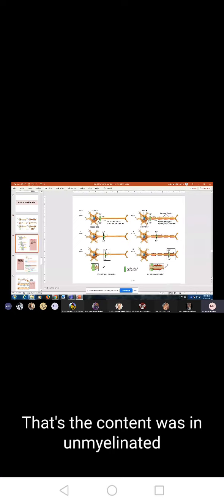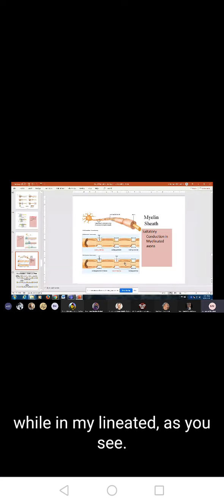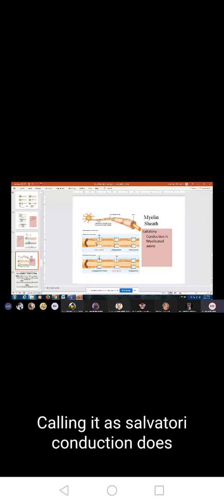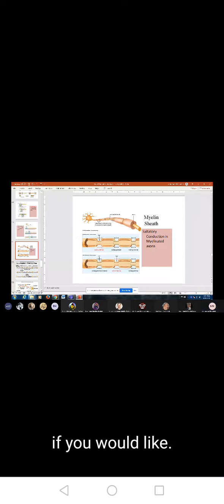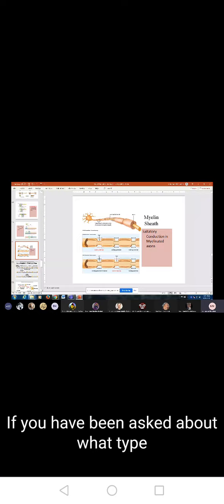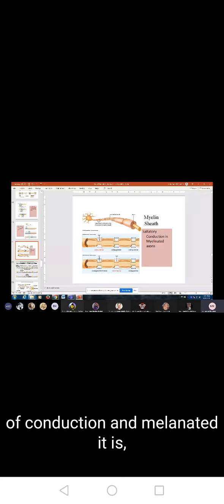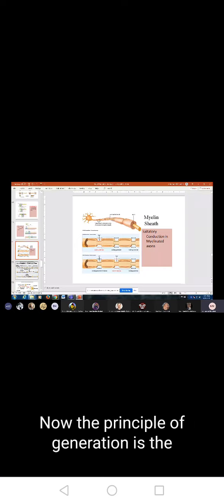That's the continuous conduction in unmyelinated axons, while in myelinated axons, as you see, we call it saltatory conduction. So if you are asked what type of conduction we have in unmyelinated axons, it is continuous. If you are asked what type of conduction in myelinated axons, it is saltatory conduction along these axons. Now, the principle of generation is the same.